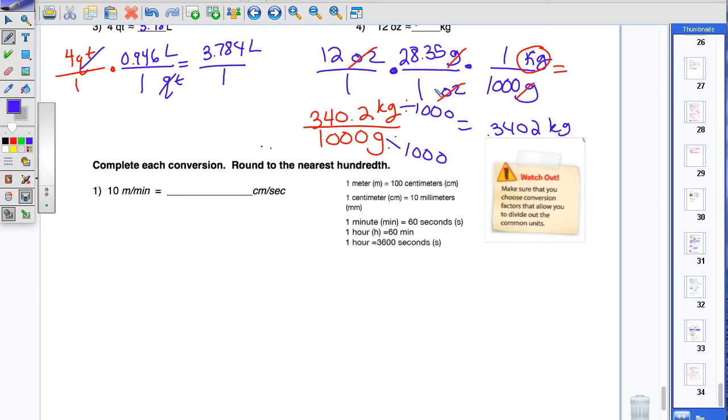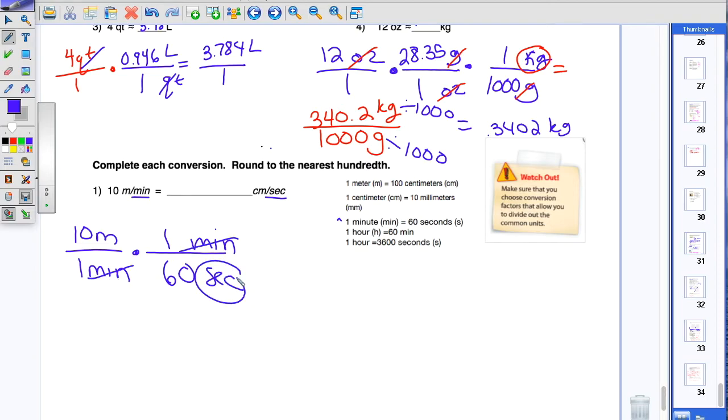Complete each conversion, round to the nearest hundredth. 10 meters per minute. We want to find out how many centimeters that would be per second. So 10 meters goes in the numerator, 1 minute goes in the denominator. We can start by doing our time. We want to go from minutes to seconds. So minutes to seconds is 1 minute goes in the numerator and 60 seconds goes in the denominator. Our minutes would cancel, we're left with seconds.